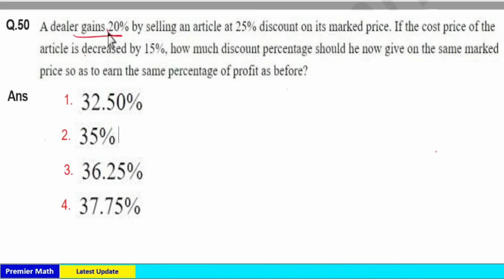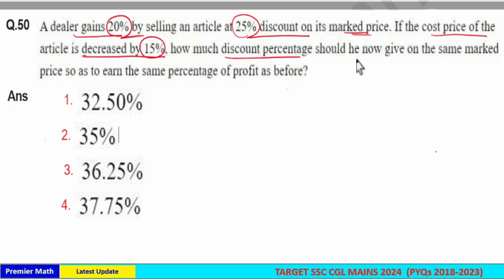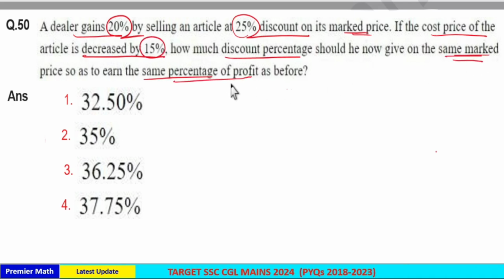A dealer gained 20% by selling an article at 25% discount on its mark price. If the cost price of the article is decreased by 15%, how much discount percentage should he now give on the same marked price so as to earn the same percentage of profit as before? Here marked price and profit are the same in both the cases. Consider in the first case cost price as 100 rupees.